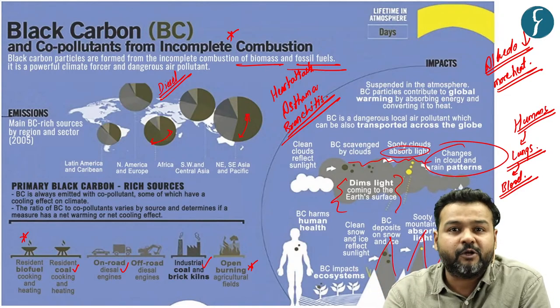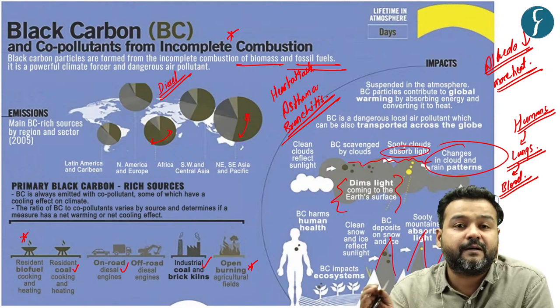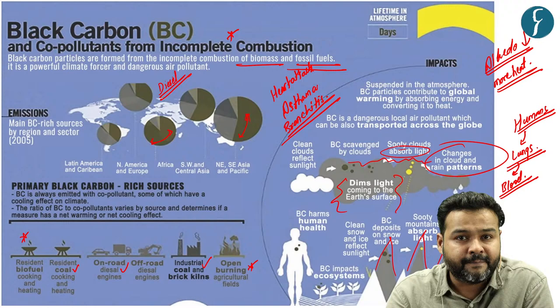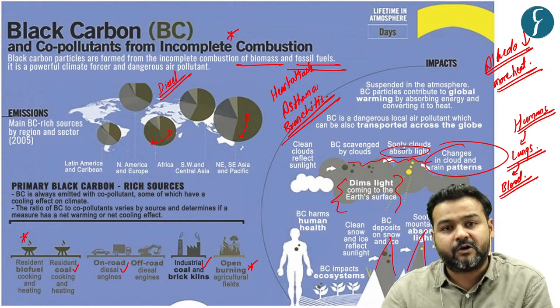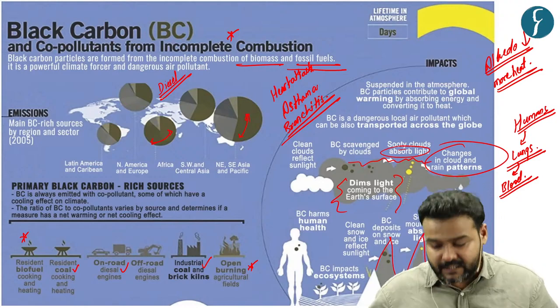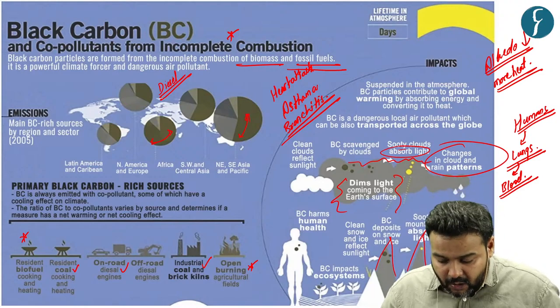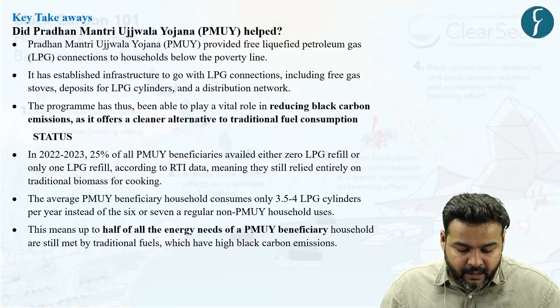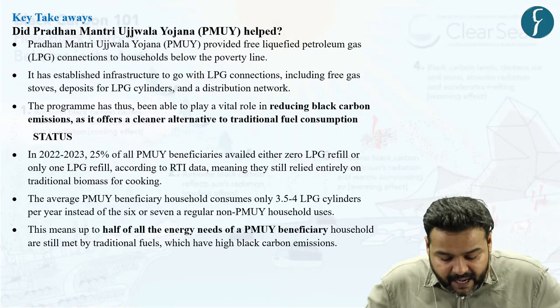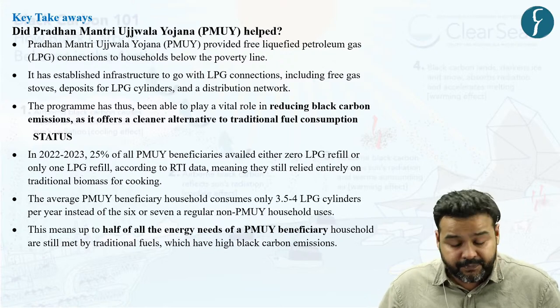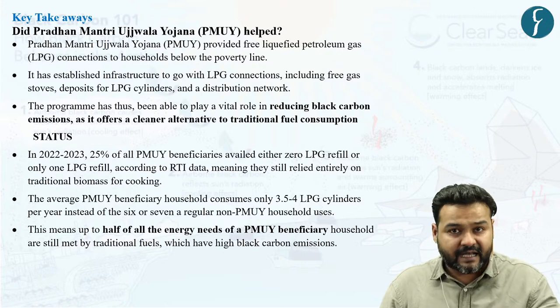And indoor pollution is also one of the major reasons of premature death of children and women, because they are cooking there, they are at the forefront of facing this pollution. So this was all about black carbon. Now, coming back to the article, did Pradhan Mantri Ujjwala Yojana help? That is the question which this article asked.